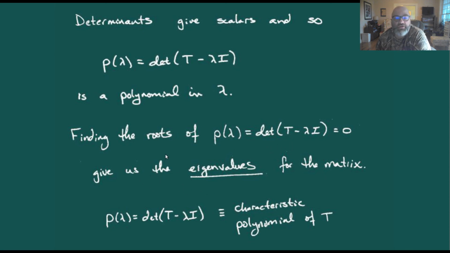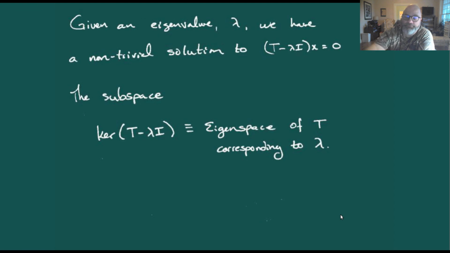So these values, these roots of P of lambda, are what are called the eigenvalues for the matrix T. And this polynomial in and of itself, the determinant of T minus lambda I, is what we refer to as the characteristic polynomial for T.